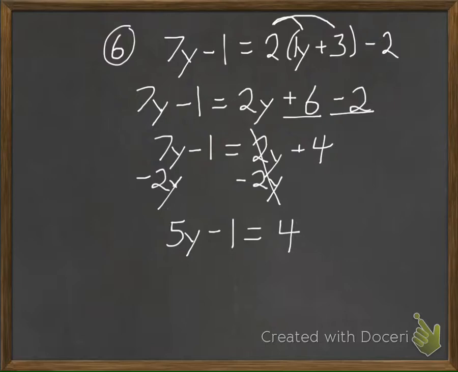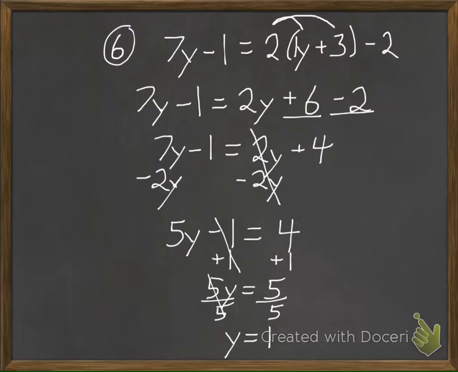Now I'm just to a two-step equation. I'm going to add 1 and add 1. So I get 5y equals 5. And then divide by 5 on each side. And my solution is y equals 1.